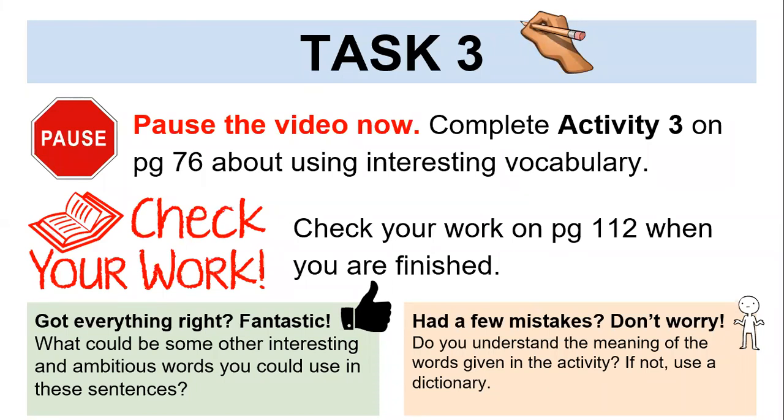Task number 3. So we're now going to do activity 3, which is on page 76 as well. In this one, you're going to look at the box that's got 5 words in it and choose one of those to replace the underlined word in each of the 5 sentences. When you've done that, then you can go to page 112 and check your work. So pause the video and do that task now.